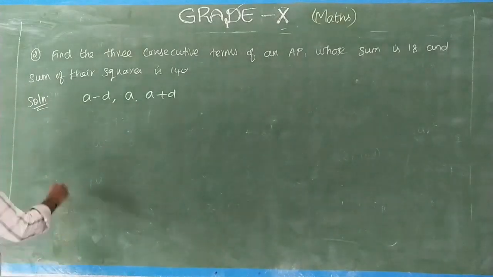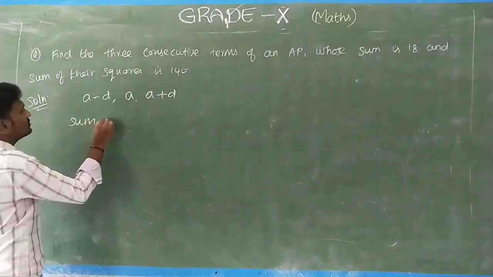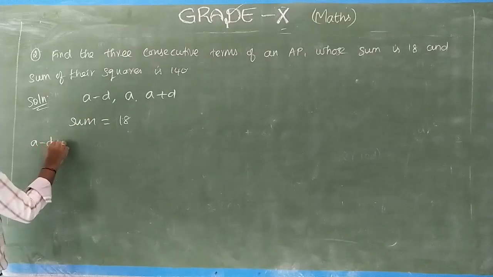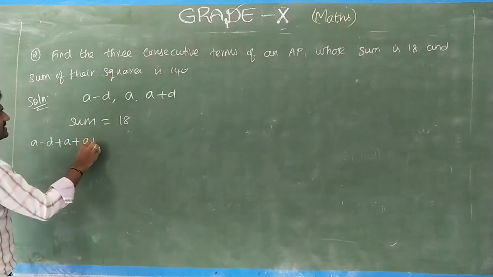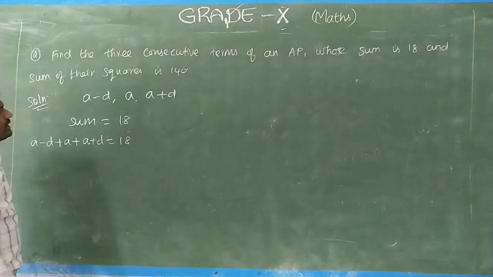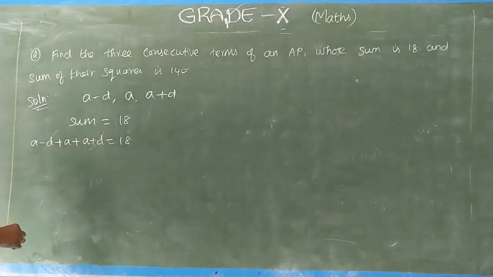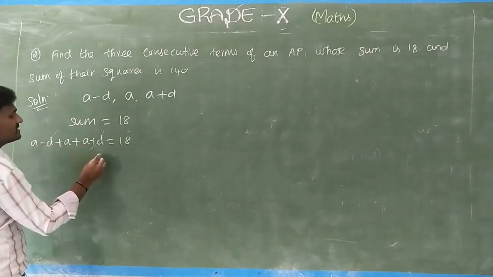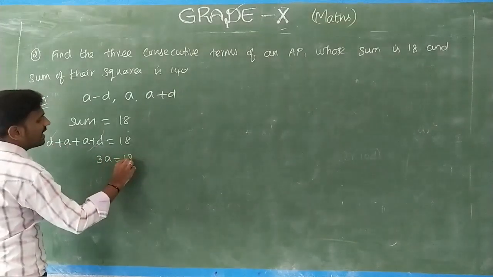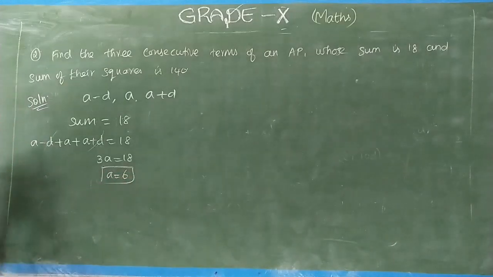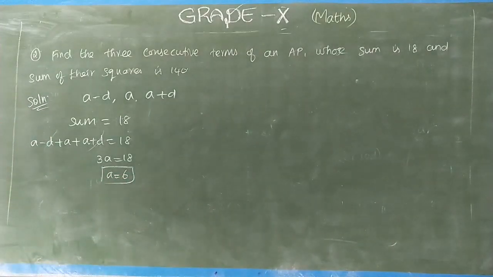Yes. Now I am taking the sum of the 3 consecutive terms as 18. Now I am going to add the above 3 consecutive terms to get a minus d plus a plus d, plus a. Now plus d and minus d cancel on both sides. Plus a, how many a's? 3a, which is equal to 18. So a is equal to 6. 6 threes are 18. Have you got it, children?